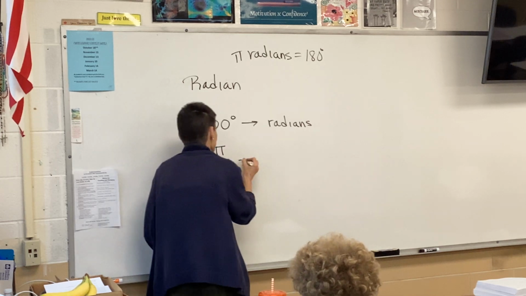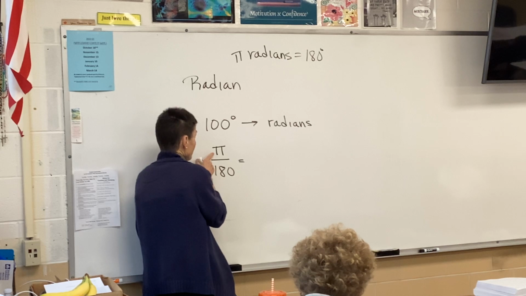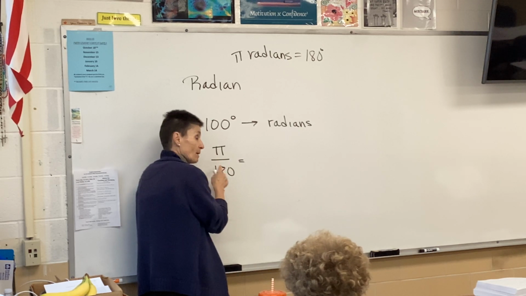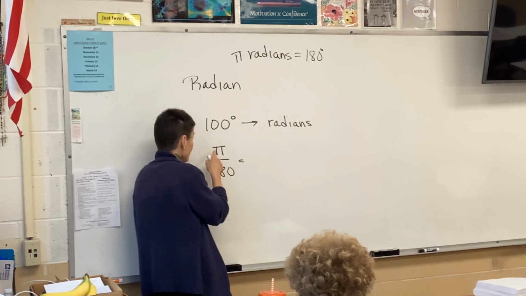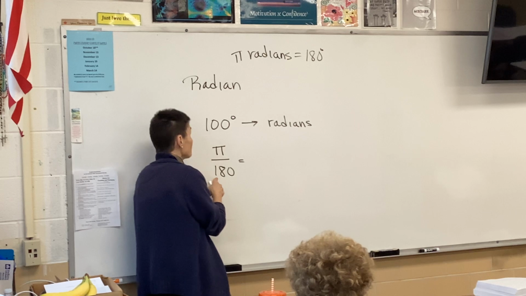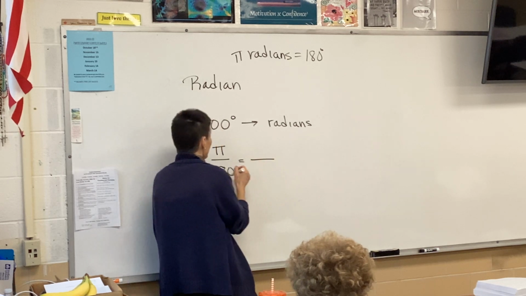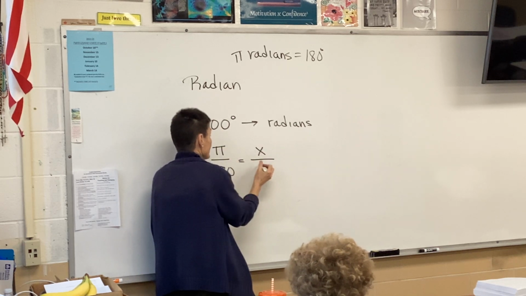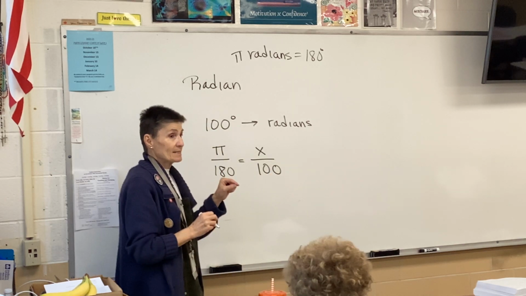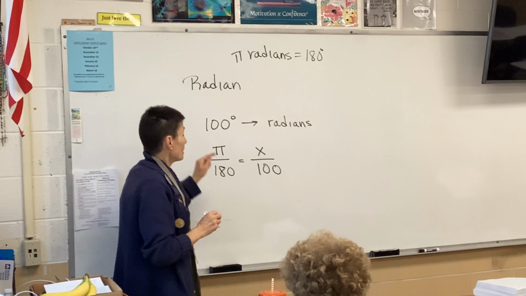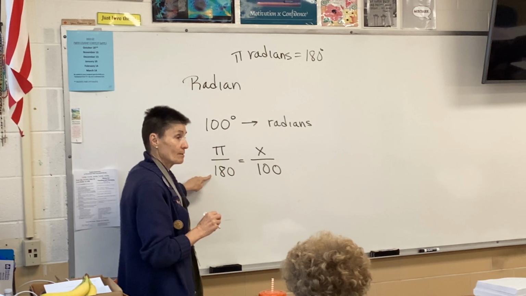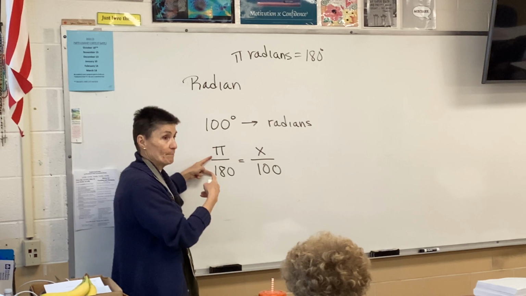So if you set up this proportion, pi over 180, that's 1. That ratio there, that's 1, because pi radians is the same as 180 degrees. Then over here, I'm going to say x radians is 100 degrees. Now look at that and make sure that makes sense to you. Pi radians is 180 degrees. That'll never change. You're going to use that every time.